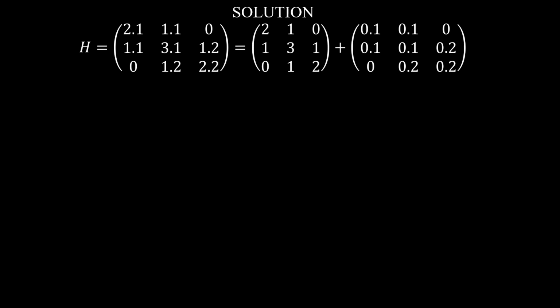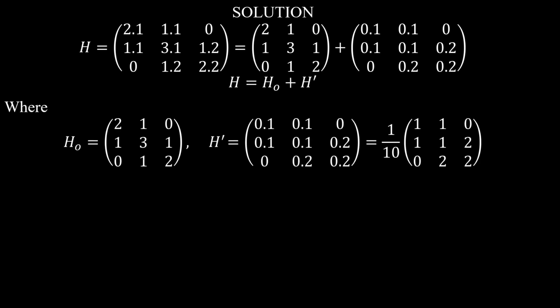So by solution, we are first of all going to write the matrix Hamiltonian in terms of two matrices. One is going to be the unperturbed part and the other is going to be the perturbation. So look at this, where we have H naught to be this and H prime to be the other part. Both of them added together make up our Hamiltonian H. I had to factor out a factor of 1/10 from this matrix.